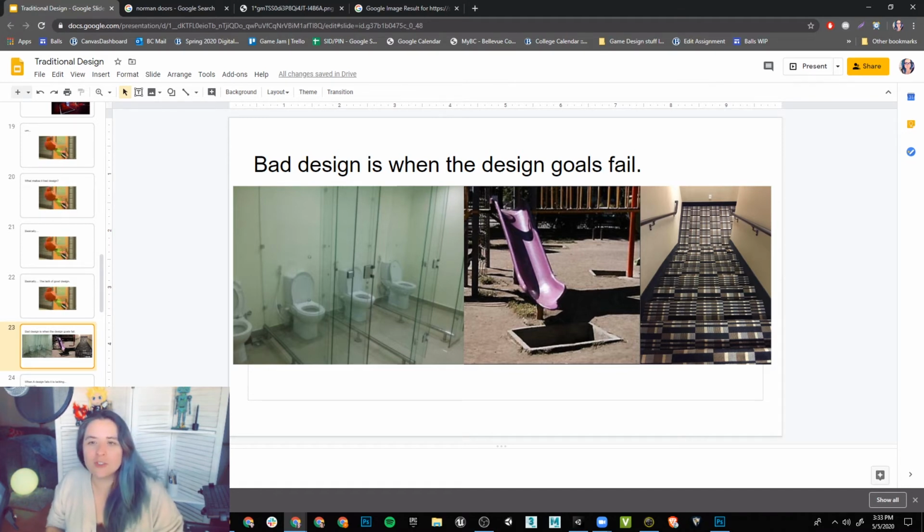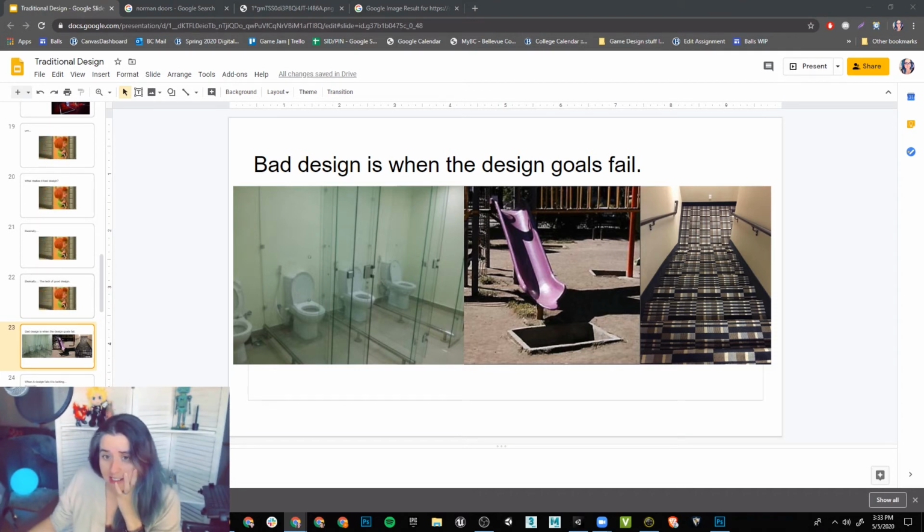Glass doors for bathroom stalls? Are you kidding me? Look at this whole ditch for the slide. And I mean the aesthetic choice of this over here. Look at this. Bad design is when design goals fail. Okay. I'll give you guys a second to marinate on this.